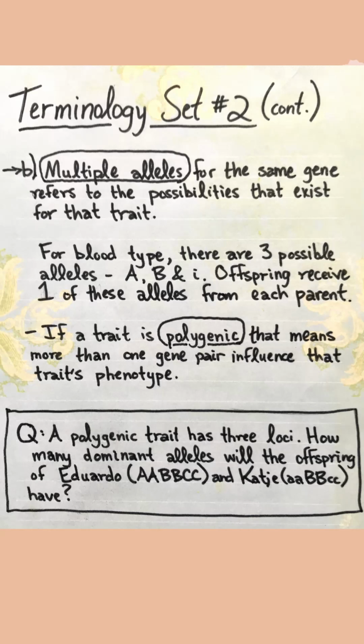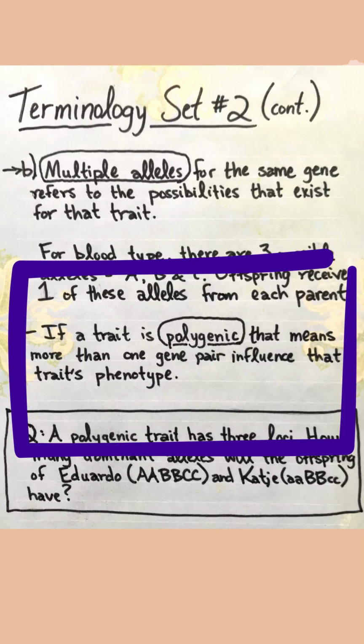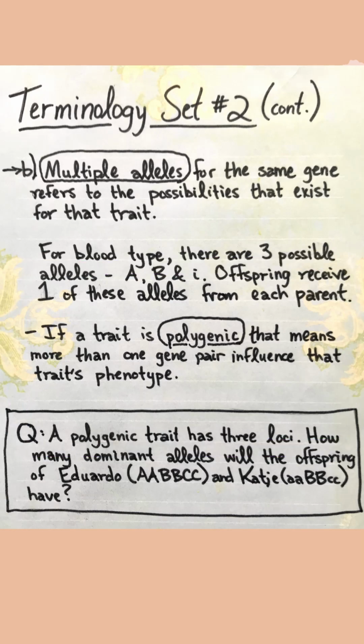If a trait is polygenic, that means that there is more than one gene pair affecting the phenotype for that trait. Now, blood is actually a good one to look at for this one as well, because there's not just ABO blood type, there's also a positive or negative. Those are separate gene pairs that affect the different antigens that are on the outside of your blood. If you are Rh positive, it means you do have this antigen present on your blood. If you are negative, it means you do not.